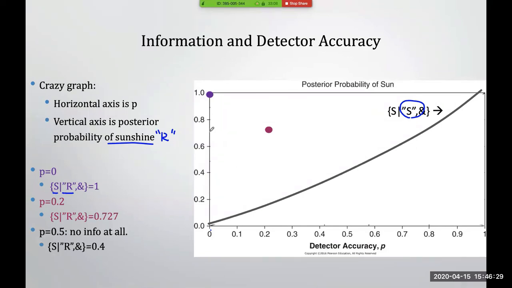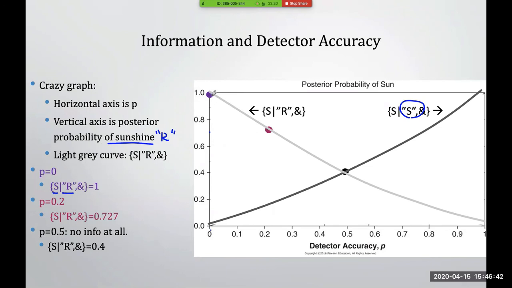And then 0.5 is still no information at all. So again, we can get a lot of probabilities like this and then connect them with a line. So what this line means is the probability of the day being sunny when the message is rainy. So here, this is the always opposite detector. Here is the always accurate detector.